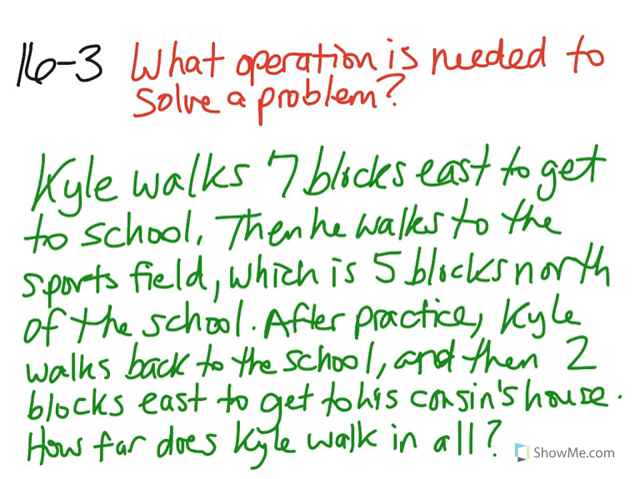Now, please work on the following problem. Kyle walks 7 blocks east to get to school. Then he walks to the sports field, which is 5 blocks north of the school. After practice, Kyle walks back to the school and then 2 blocks east to get to his cousin's house. How far does Kyle walk in all?